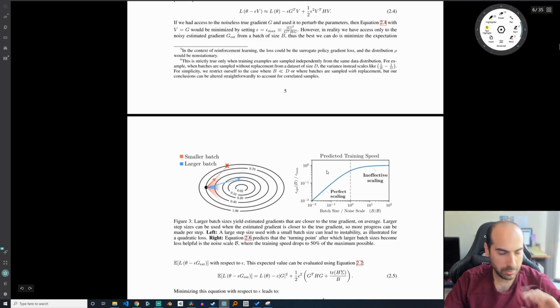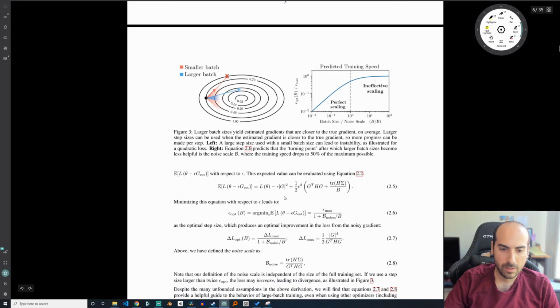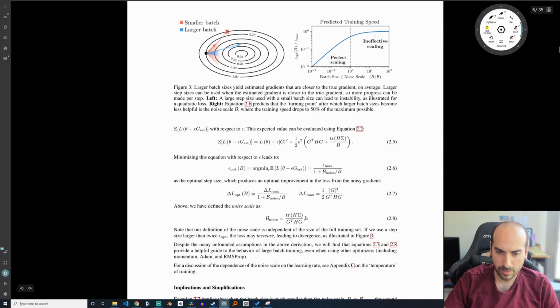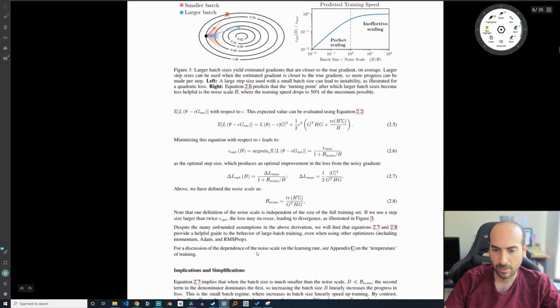Okay, yes. This is almost similar to the other figure I had, but just inverted. So the noise scale is what? It's H sigma over G H G. Our definition of the noise scale is independent of the size of the full training set. Despite the many unfounded assumptions in the above derivation, we will find that equations 2.7 and 2.8 provide a helpful guide, even when using optimizers including momentum, Adam, and RMSProp.